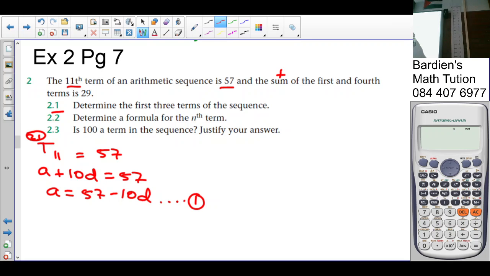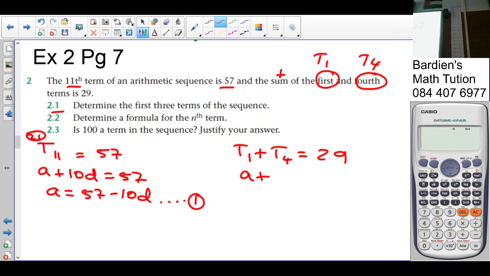The sum of, so again it's plus, of the first and the fourth term. So the first is what? T1. So T1 plus T4 is equal to 29. So what is T1? Just a, the first term. So a plus a plus 3d is equal to 29. Let's simplify this a bit. This is going to be 2a plus 3d is equal to 29. Am I going to divide by 2 here? No. Why? It's not common. You guys understand? Okay? And this is equation 2.